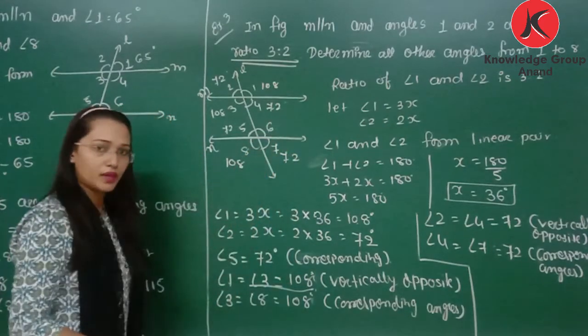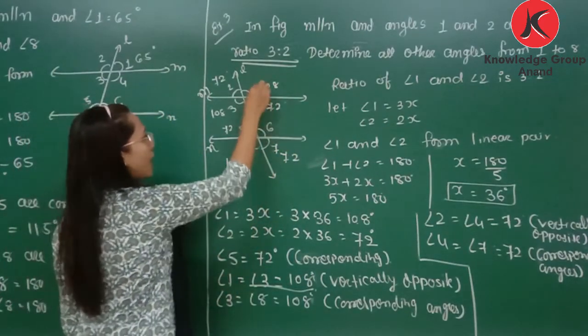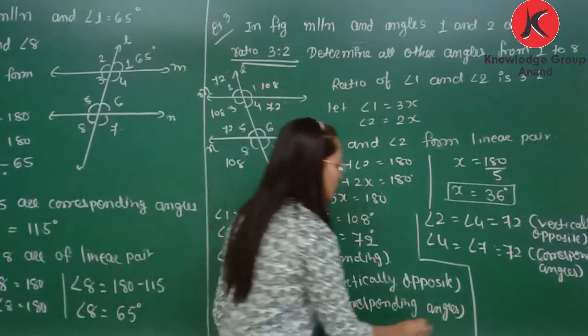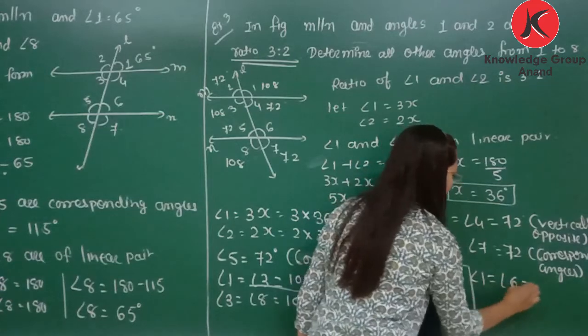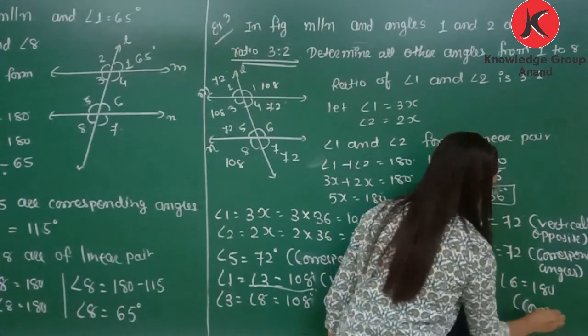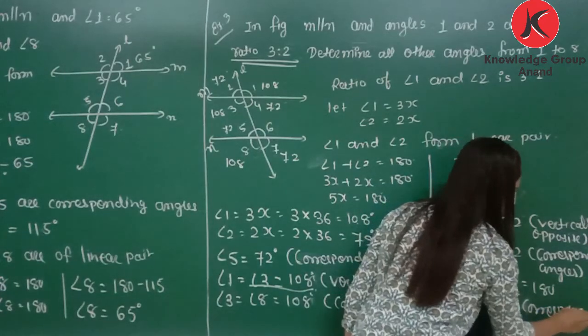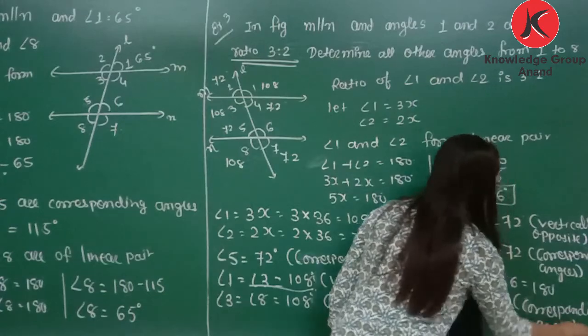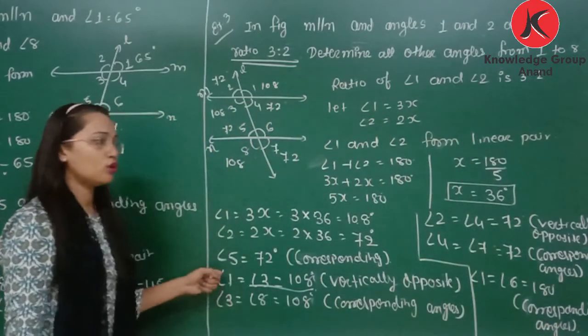Now angle 6 is remaining. So here angle 6 and angle 1 are corresponding angles, so it is also 108. Reason? Corresponding angles. So this way you can find all angles.